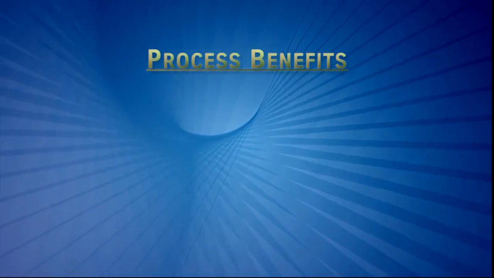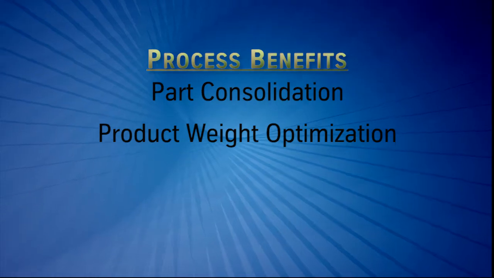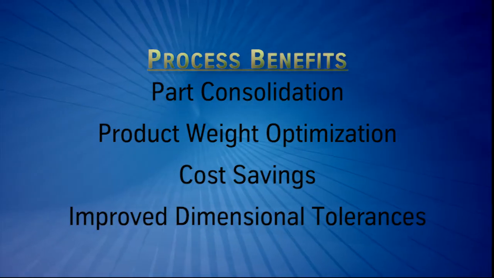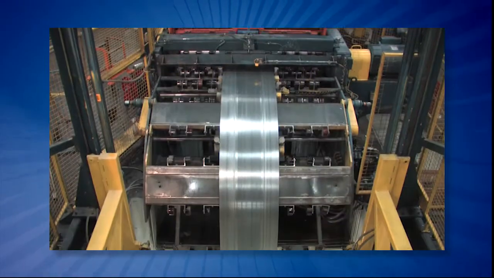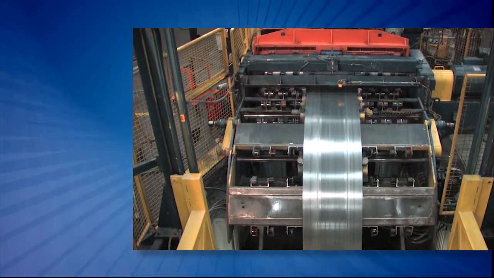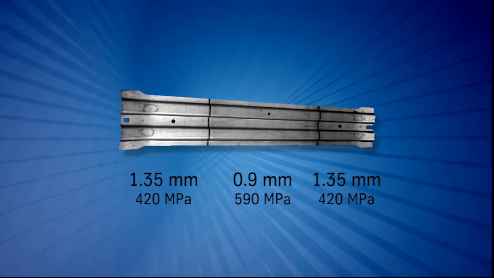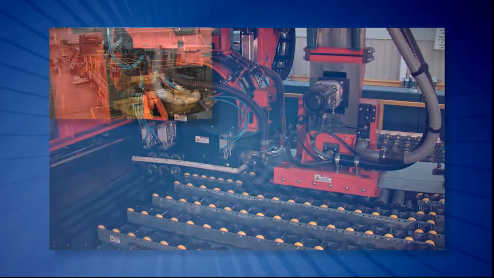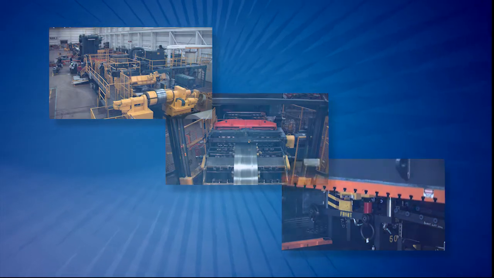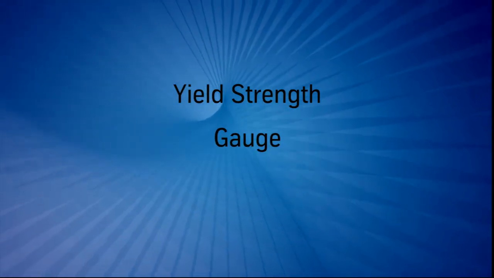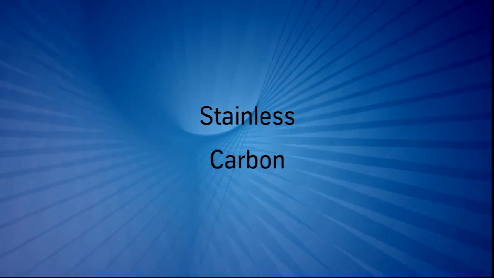The benefits of these processes can be used for part consolidation, product weight optimization, cost savings, and improved dimensional tolerances. You can now tailor your coils as we have tailored blanks for the past 20 years. Tailor Welded Coils offer precise properties required throughout a formed part. Coils can be welded together and fed through progressive die stamping operations that have different material properties such as yield strength, gauge, coatings, and material types such as stainless and carbon steels.